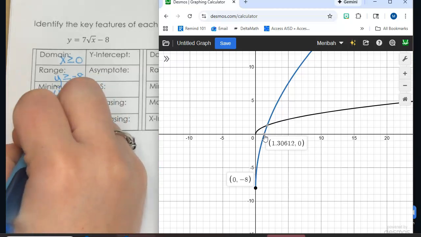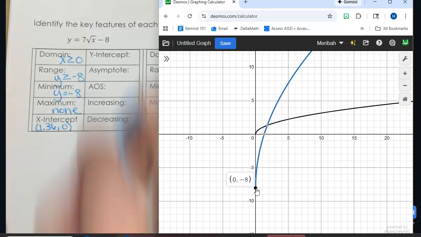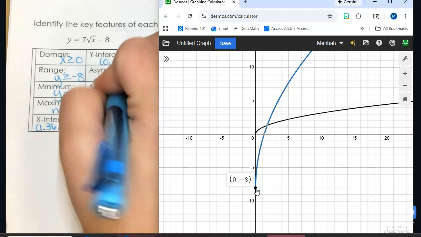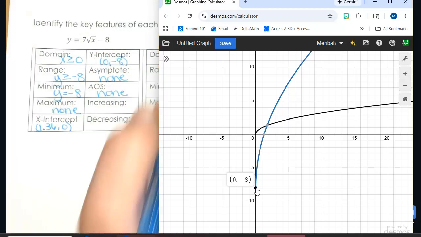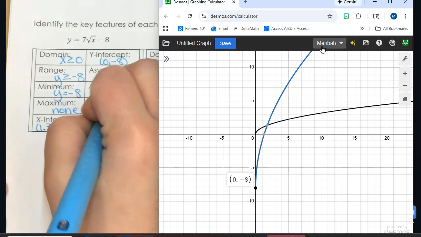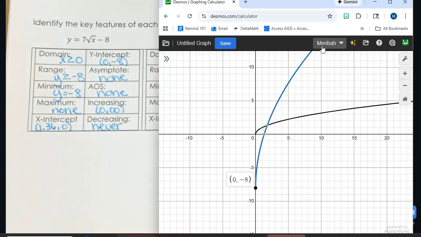Our x-intercept, I'm going to have to look at the graph to tell me, that is at 1.360, and my y-intercept is down here at 0, negative 8. Still no asymptote, no axis of symmetry, and we are still increasing, starting at 0 and going until infinity. And it never switches back around to become decreasing.